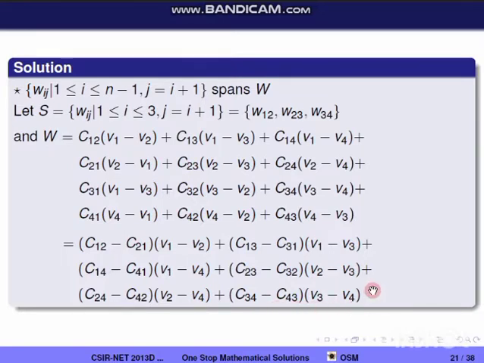We know W12 is V1 minus V2, W23 is V2 minus V3, W34 is V3 minus V4. So here this element, then this element, and this element are to be checked as linear combinations of S. We will check for these three elements.